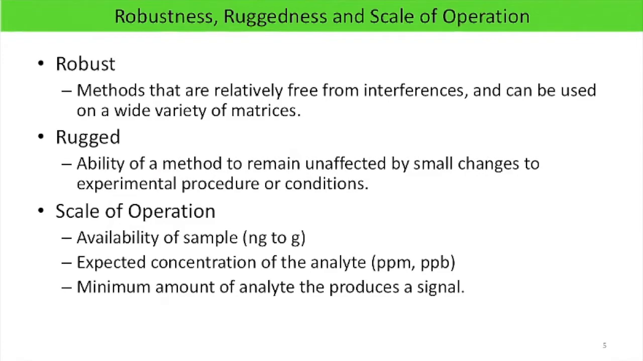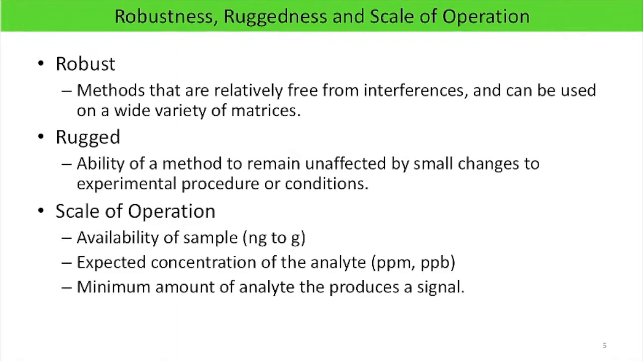Okay, so one that can be used on a wide variety of matrices. A sample matrix is simply where your sample is located, or what it's located in. So if you have a water sample and you're looking for nickel, then the water sample, all the organic material, nutrients, or whatever else might be in there is the sample matrix, and the nickel is your analyte. If you have a blood sample, the blood's going to be the matrix, and your analyte would be the protein or amino acid or whatever else you need to measure within the blood. Okay, so a robust method is going to be able to deal with those different types of matrices.